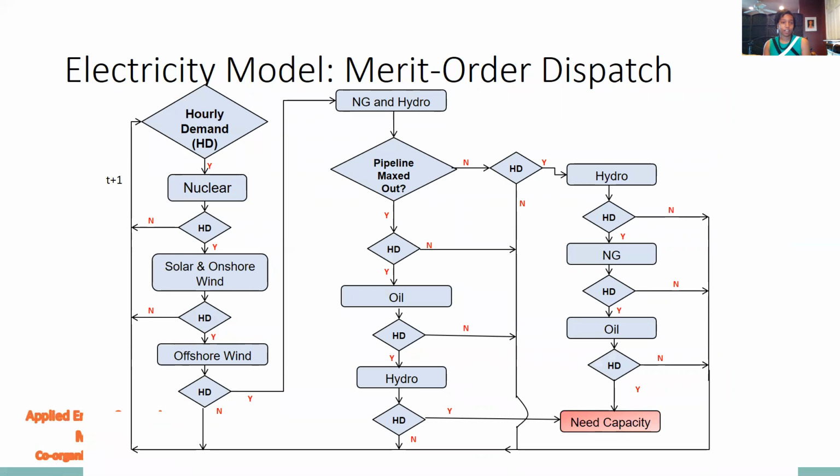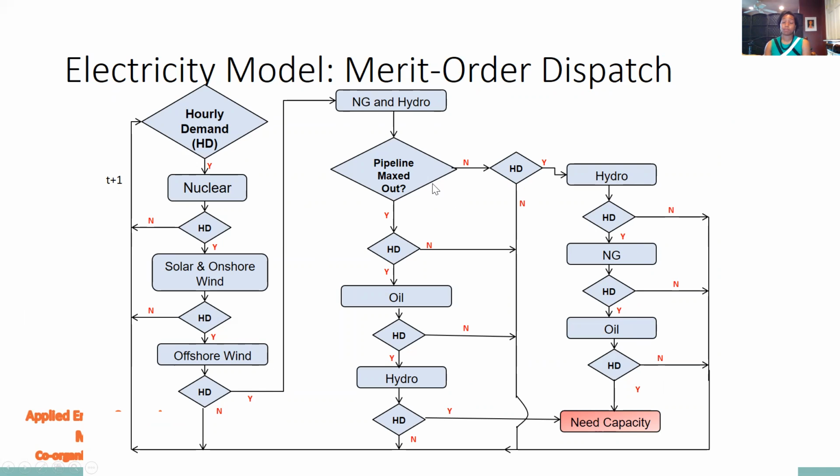Here is a more detailed look at our electricity model, which is based on a merit order for dispatch. We start with an hourly demand at time T. It first dispatches nuclear, followed by solar and onshore wind, followed by offshore wind. It then checks to see if there's any hourly demand left. If there is, then we dispatch natural gas and hydro based on historic splits in the New England region. We determine if the natural gas pipeline is maxed out. If it is not maxed out, we assume that we're in the summer and it will dispatch hydro if there's still demand left, followed by natural gas and oil.